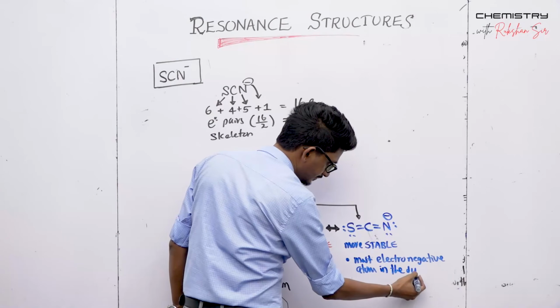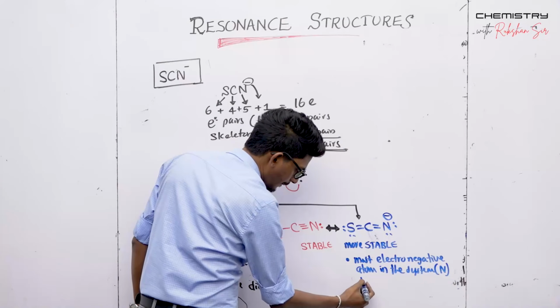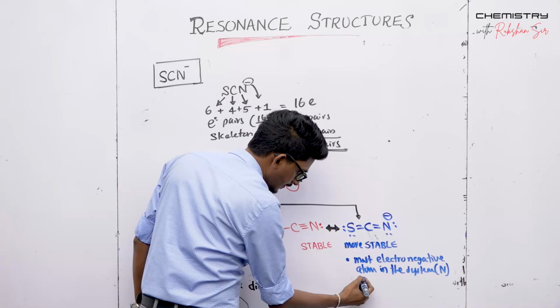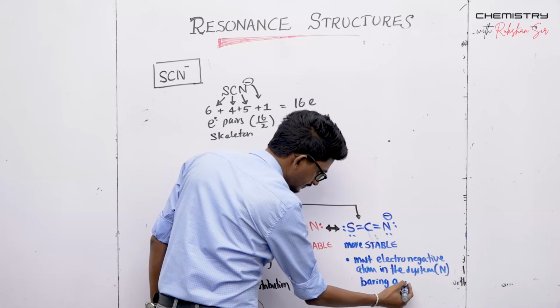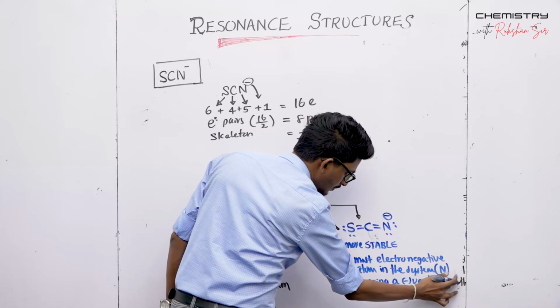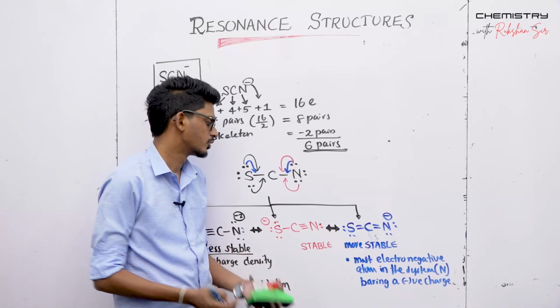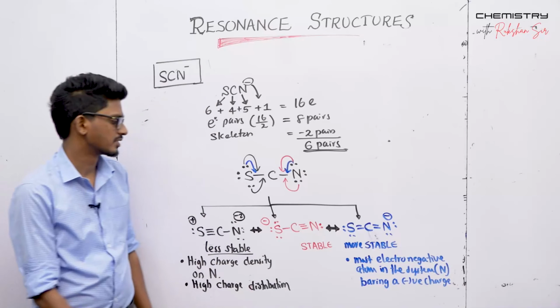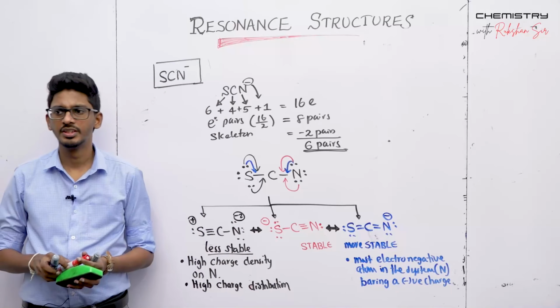In the system, this nitrogen is bearing a negative charge, or negative charge on the most electronegative atom of the system. Negative charge on the most electronegative atom of the system, right? So that is the most stable structure. So that is how we are supposed to comment on these structures, right?